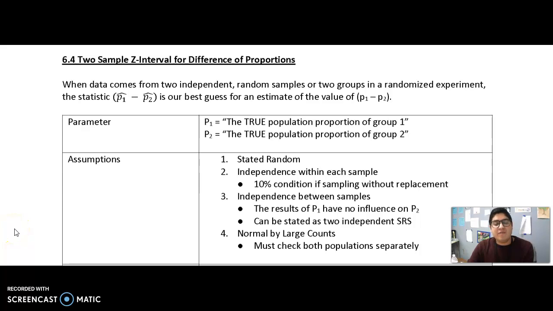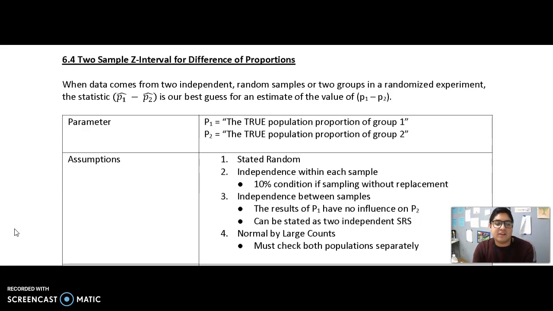Alrighty, so now we've dealt with one sample, we've looked at types of errors that could occur. Now we're going to look at two samples. And when we use two samples, we're typically looking for the difference in the parameters. So here we're going to be looking at a two sample z interval for the difference of proportions.